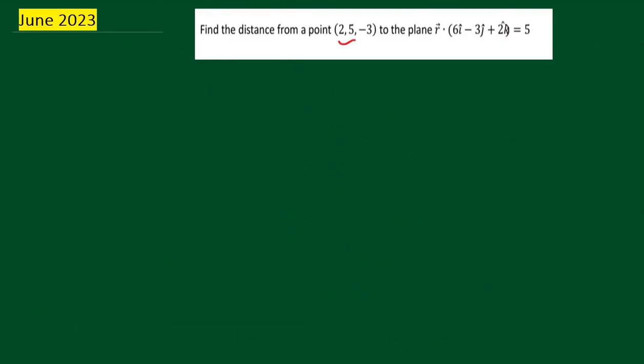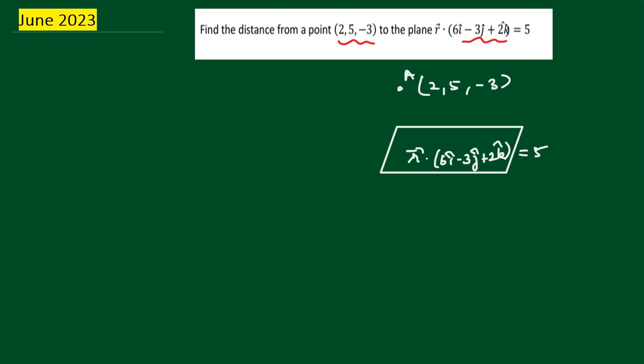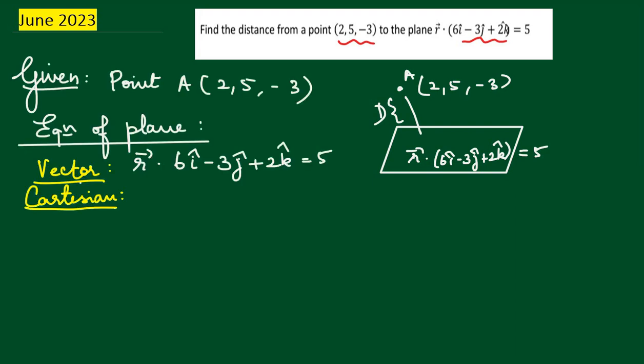Find the distance of the point to the plane. The point is given, the plane is given. We are asked to find the distance of the point to the plane. So the distance is calculated by capital D. The vector equation is given. We'll write the Cartesian equation, which is the easiest form to find the distance. Replace i, j, k by x, y, z, so 6x minus 3y plus 2z is equal to 5. Bring it to the left, so minus 5 is equal to 0.